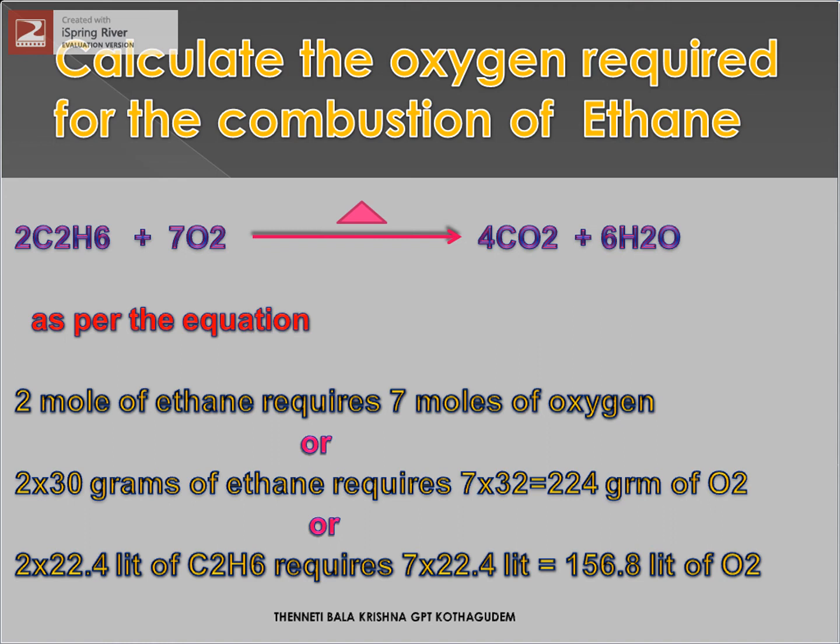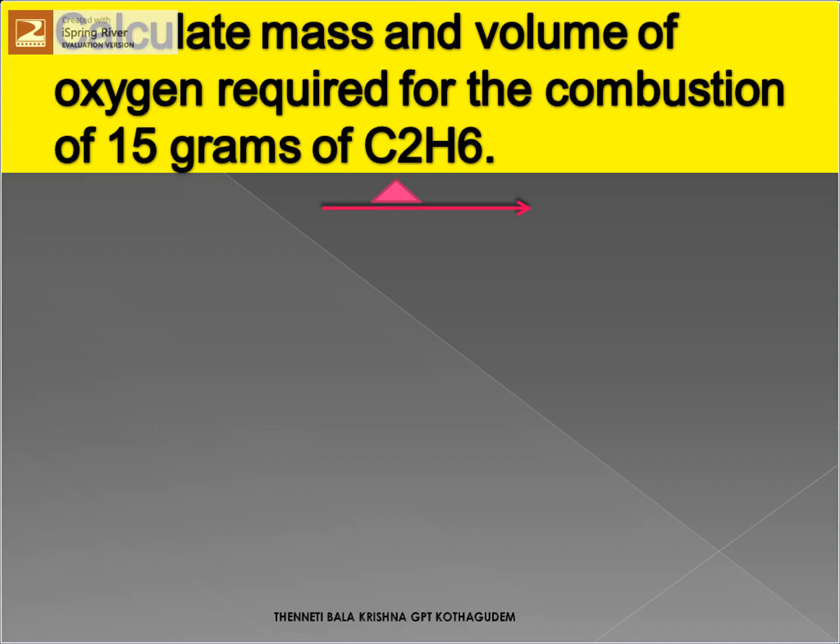Right. Next we are entering into the next problem. Take a simple problem and write a note on the problem. Calculate the mass and volume of oxygen required for the combustion of 15 grams of ethane.